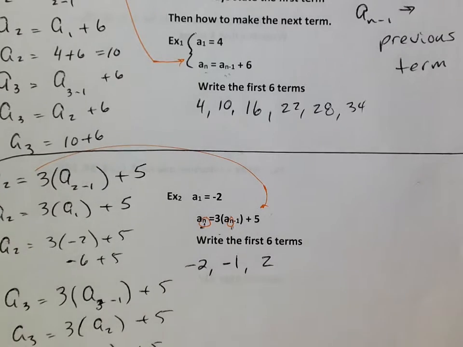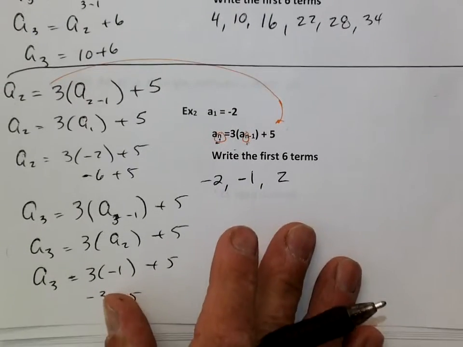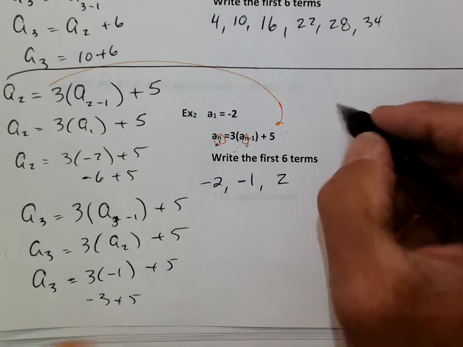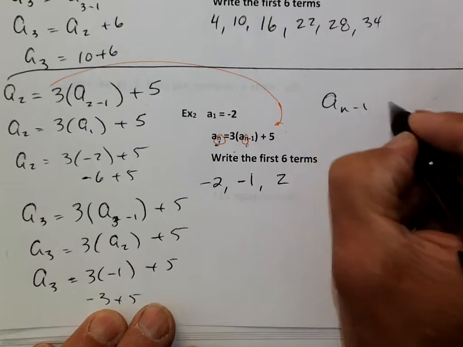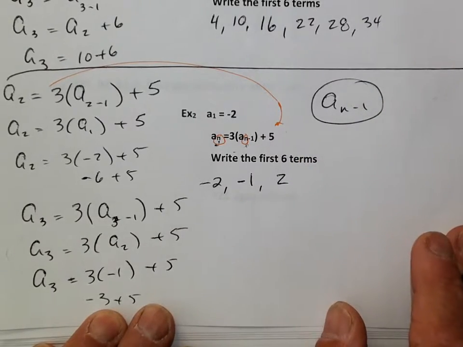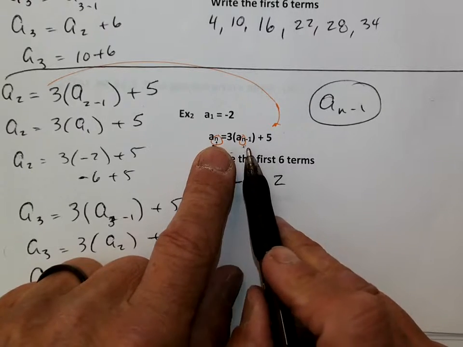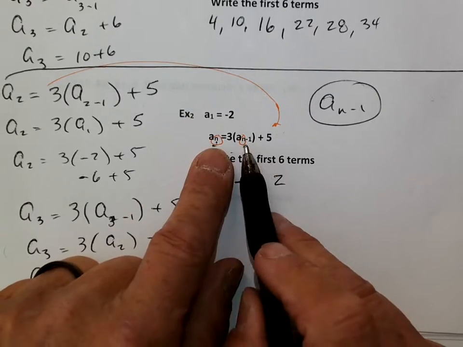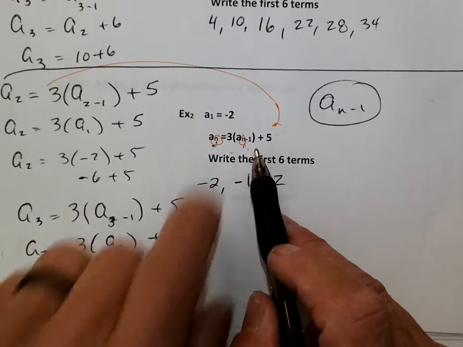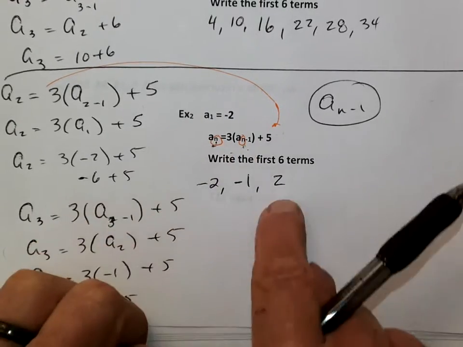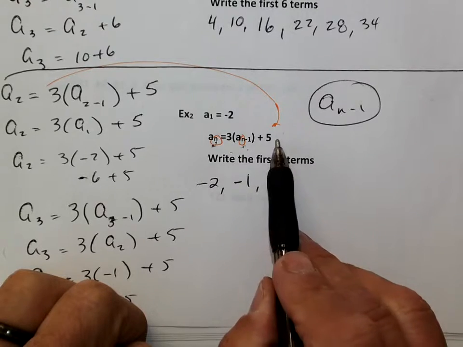Now I don't see a pattern at all. We could do this the long way and get it, but let's be smart. I told you that A of n minus 1 is the previous term. If I want to make the 10th term, I'd take the 9th term. If I want to make the 4th term, I take the 3rd term, which is 2, multiply it by 3 and add 5.